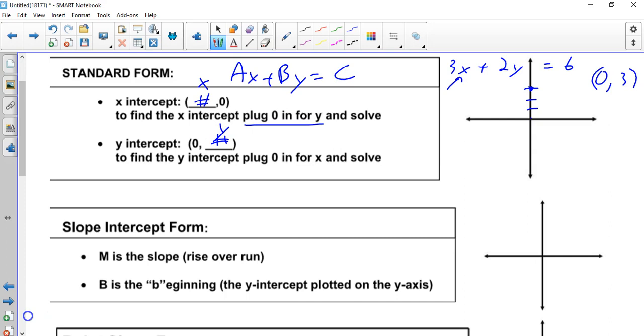Again, I plugged in a 0 for x. Now, if I plug in a 0 for y, the 2y disappears. I'm left with 3x equals 6. 6 divided by 3 is 2. That's the point 2, 0, which is right here. And there's my line. Very simple to graph. Plug in 0 for x, plug in 0 for y, connect the dots.